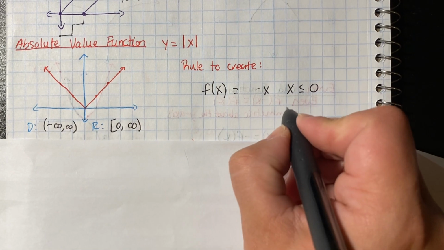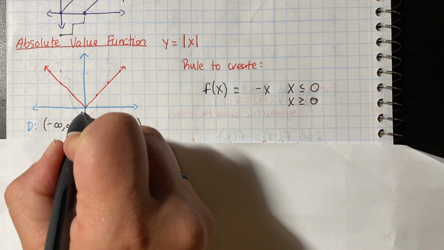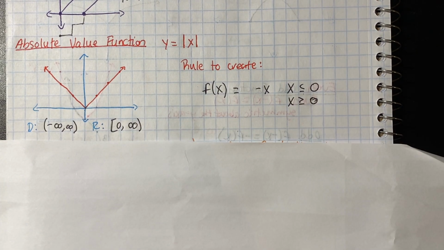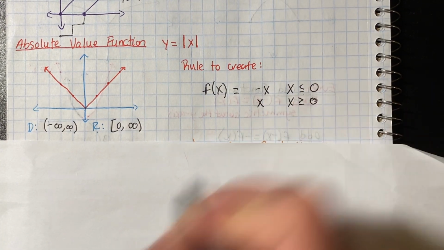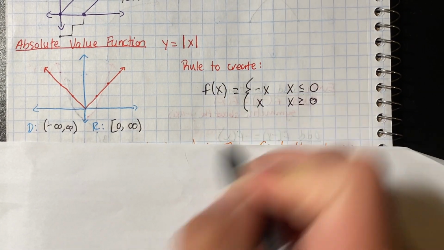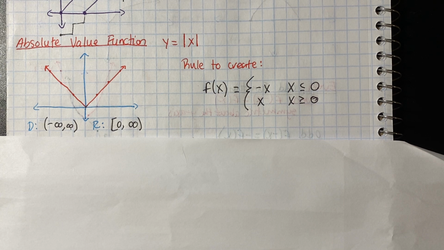Okay. And then when our x is greater than or equal to 0, because they start in the same spot, they can meet at the same spot, that's okay. We just go up 1 over 1. And there's our rule for the piecewise function absolute value. Okay, so kind of interesting.